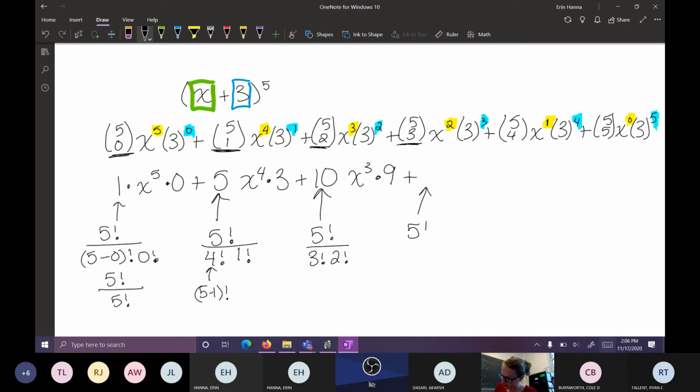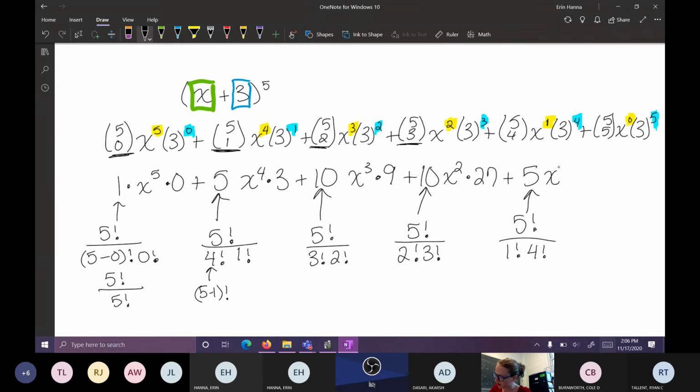5 choose 3, so 5 factorial over 2 factorial times 3 factorial. So that's also 10. X squared times 3 cubed is 27. 5 choose 4 would be 5 factorial over 1 factorial times 4 factorial, which gets us 5. X to the first, 3 to the fourth is 81.